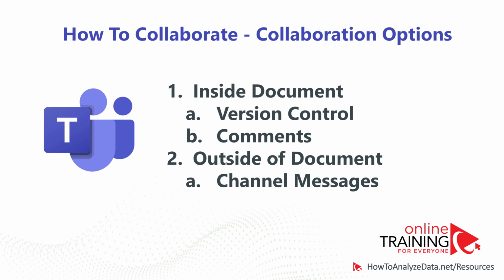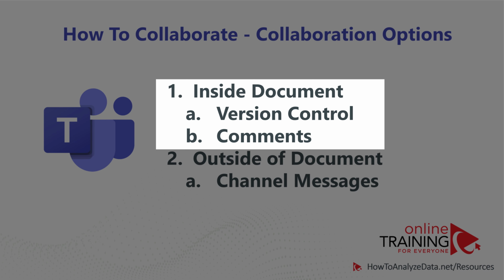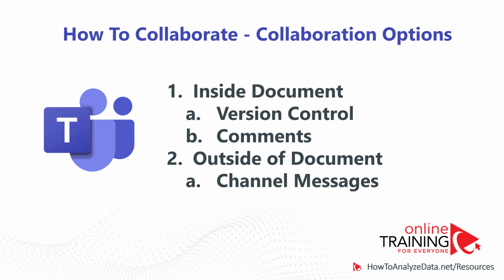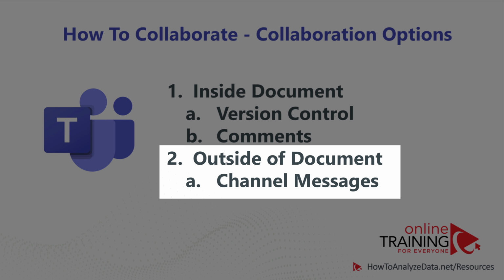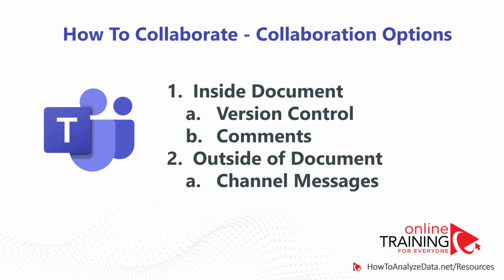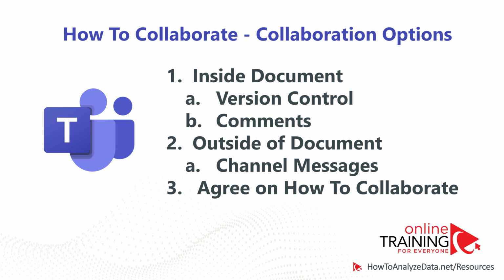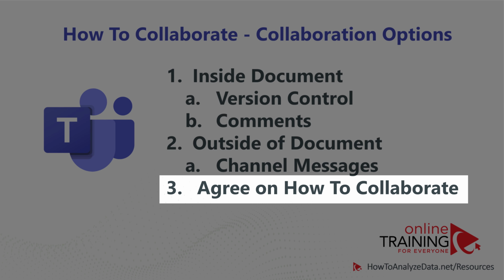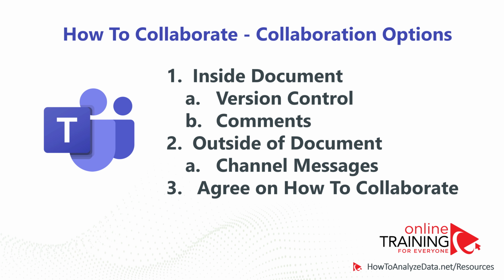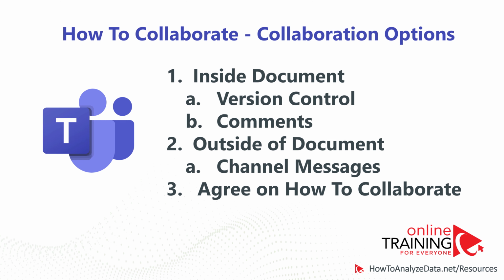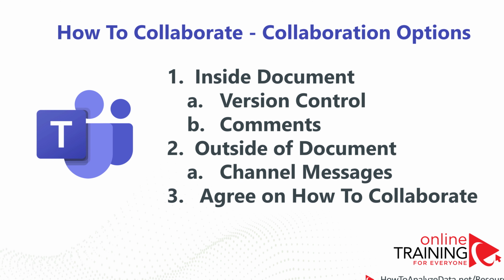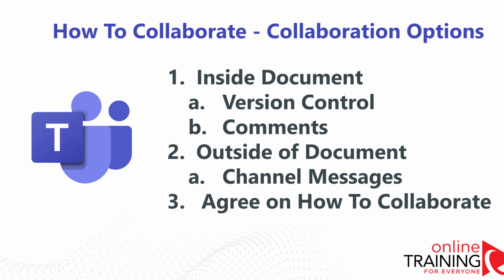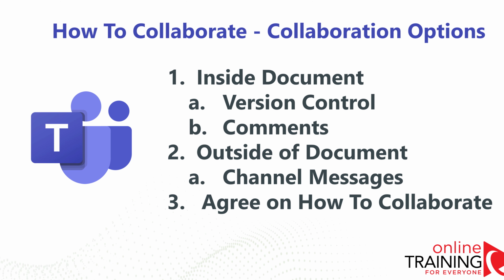There are two main ways how you can collaborate on a document in Microsoft Teams. If you're putting your feedback inside the document, you have an option of using version control or using comments. If you are collaborating on the outside of the document, you can put your feedback on the channel messages inside Microsoft Teams. It is always a good option to discuss with your team members what is the preferred option and which option they would like to use, especially if you have a large number of people on the team. This would allow you to organize the feedback, centralize it, and review it effectively.